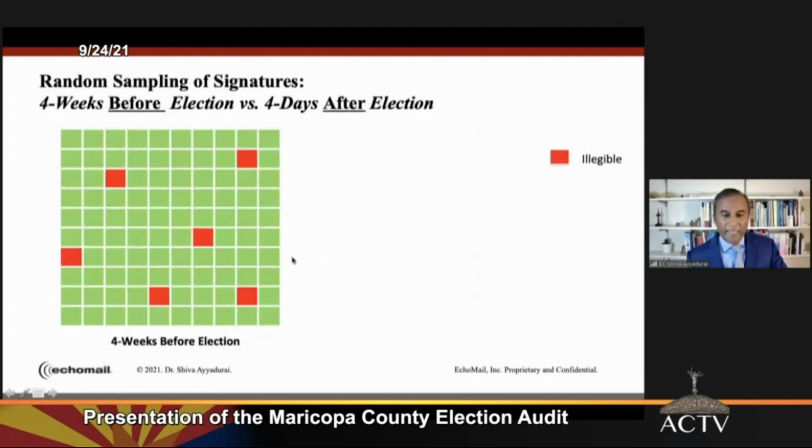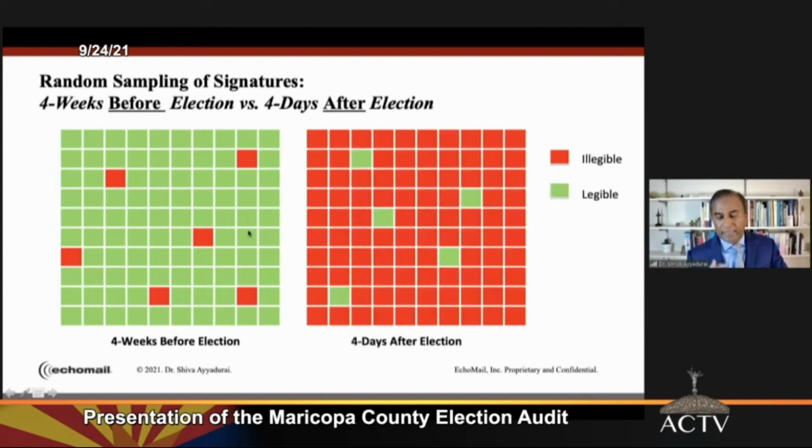If I were to do a heat map, again, this is a representation, it would look like this, where the red represents illegibility and the green represents legibility. It would look like this if you wanted to visually do this. And if we were commissioned to do this, we could do this. But you can see a marked difference in legibility. There could again be an explanation for this.